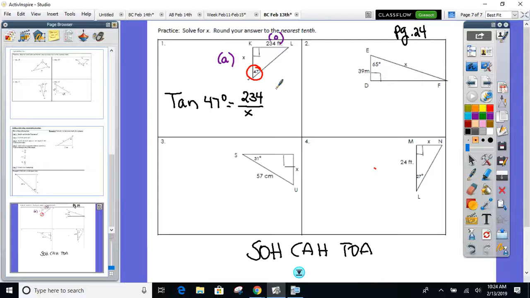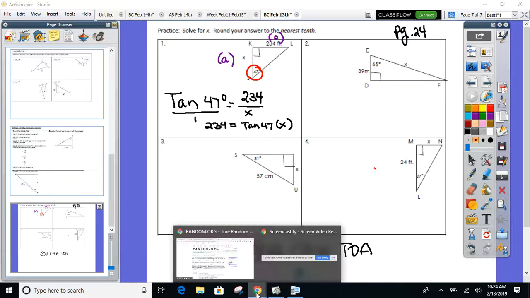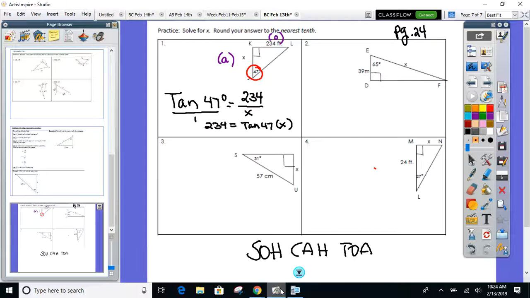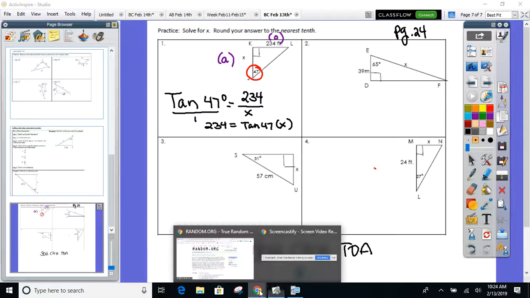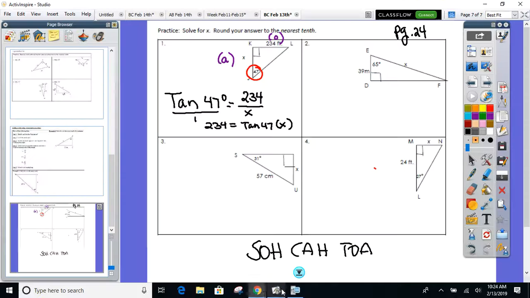Many of you suggested to solve this, make it into a proportion by putting tangent of 47 over 1 and cross multiplying. So we end up with 234 equal to tangent of 47 times X. How do I get the X out of there? Good. Please divide by tangent of 47, not 47. Tangent of 47 is an actual number. So divide both sides by the tan of 47.